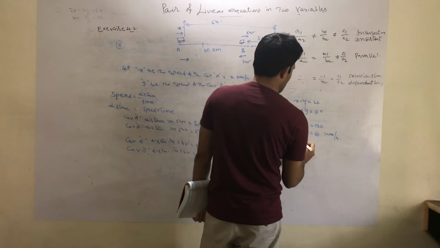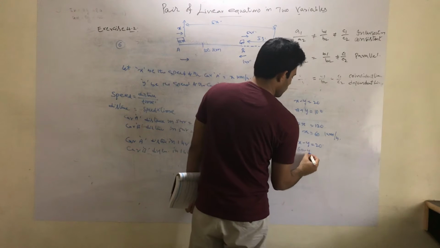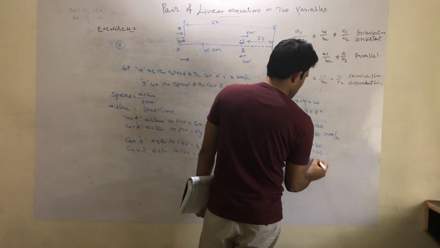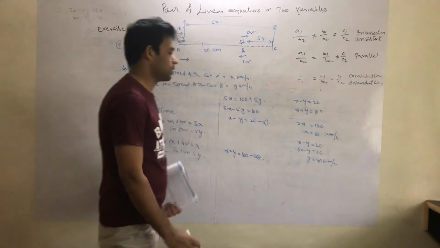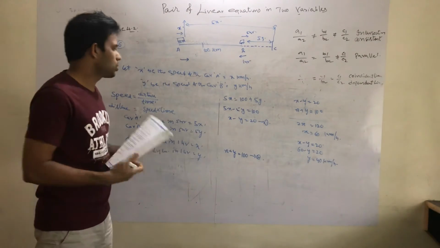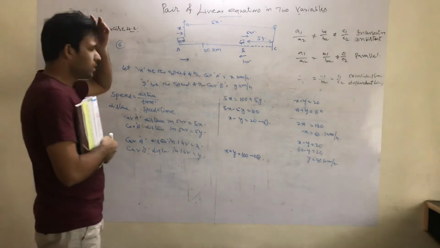And similarly, what is y? So x minus y equal to 20, so 60 minus y equal to 20 and y becomes 40 km per hour. That is the speed of car B. So this is a very important problem. Some description that you need to understand and you need to write.